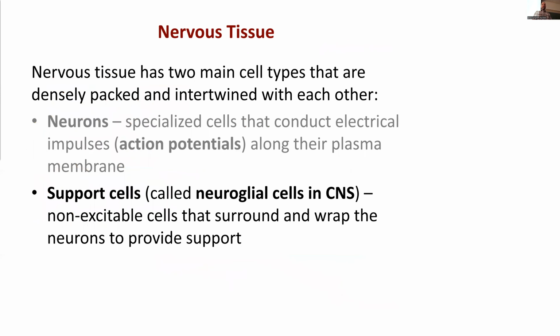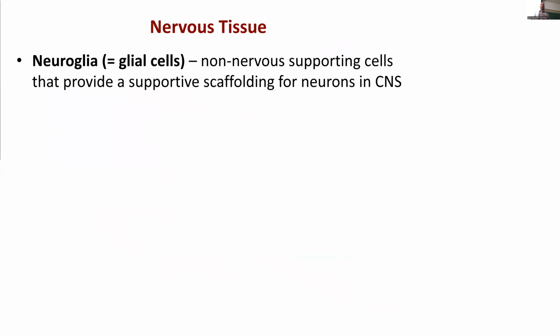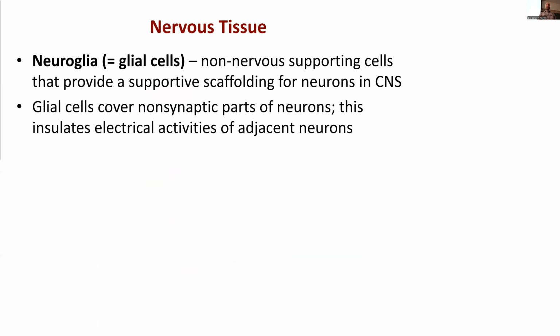All right, so let's talk about these support cells. As I mentioned, the support cells in the central nervous system are called neuroglia or glial cells in the CNS, and they provide a number of important functions to keep those neurons running smoothly. So one of the things that they do is they cover what we're going to call the non-synaptic parts of the neurons. So basically what they do is provide an insulation.